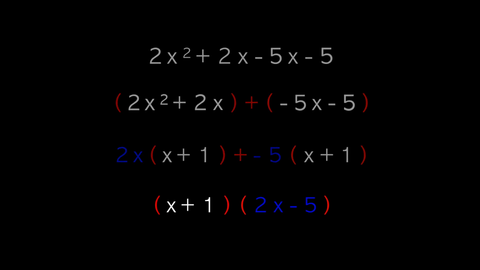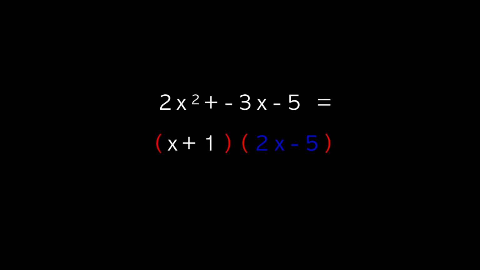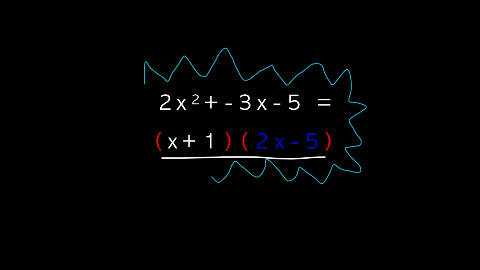This is the final answer. 2x squared minus 3x minus 5 in factored form is x plus 1 times 2x minus 5. I think this will all make much more sense after doing some examples.